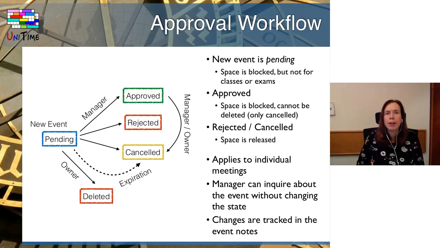Now, the approval process is really simple. Someone, for example, a student or a secretary or manager at a department, adds a new event. The event is immediately in a pending status. And the event manager gets the email, oh, someone requested an event.